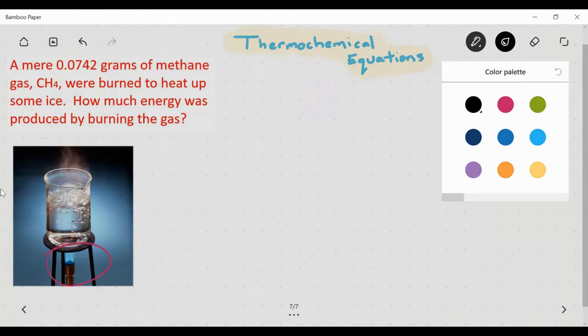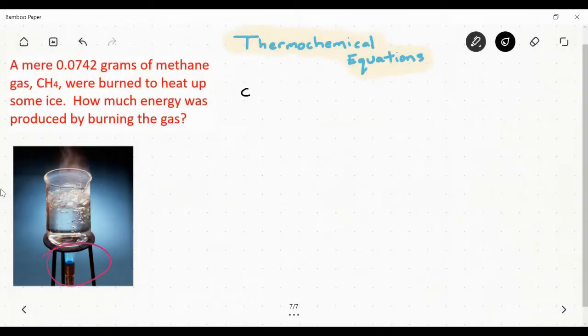And what we have to remember is that in the lab, when you use a Bunsen burner, you're essentially combusting a gas, and that gas is methane gas. It's CH4. And you know that when you have a combustion reaction, that gas combines with oxygen to produce CO2 and H2O. We should probably go back and balance this equation.